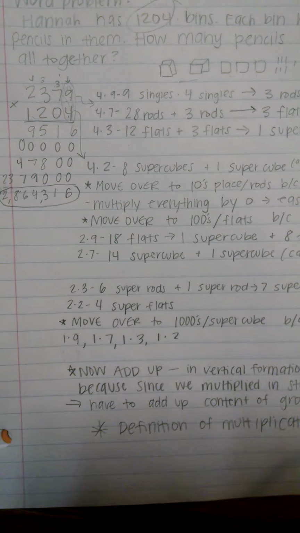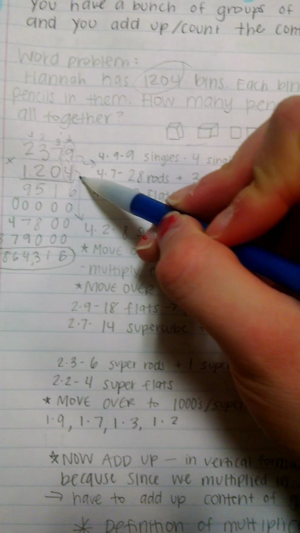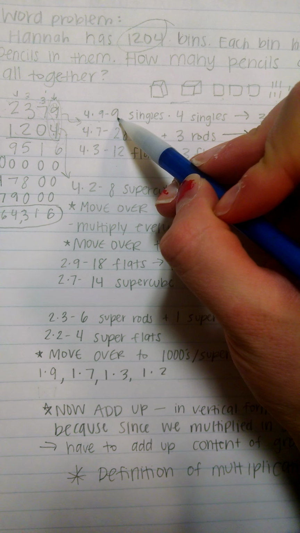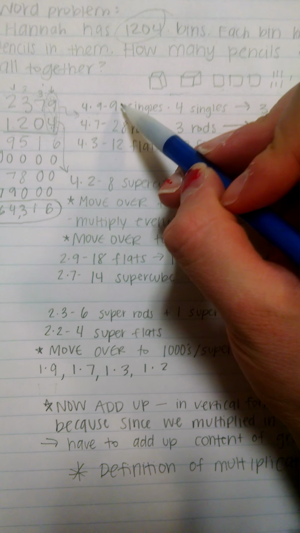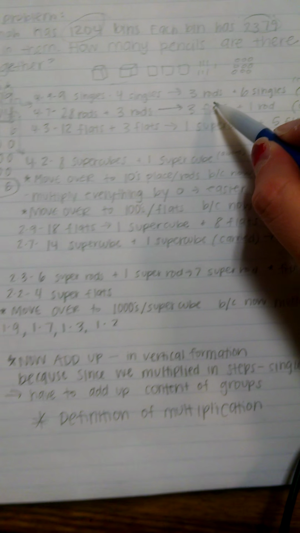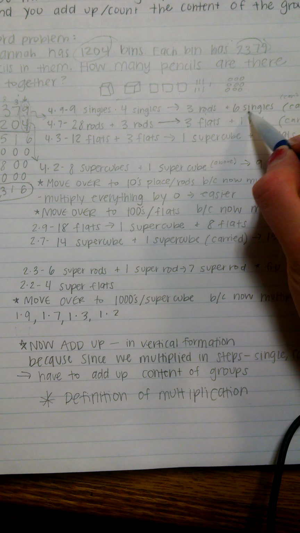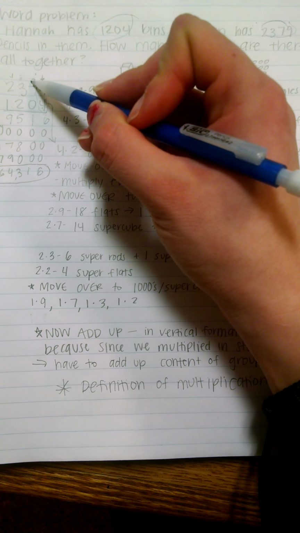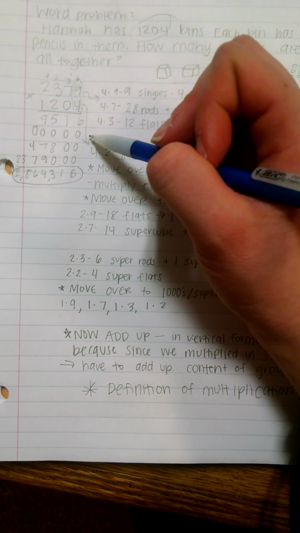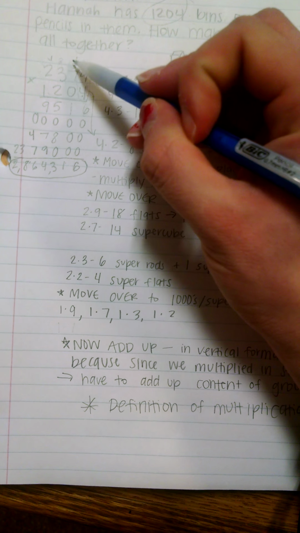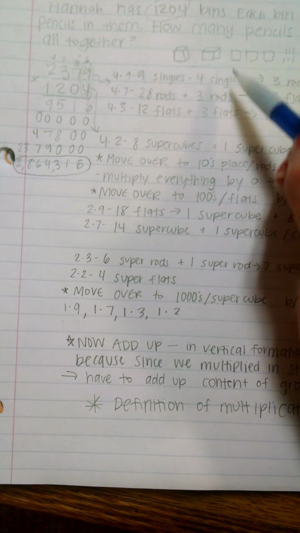So to begin, we have first 4 times 9. Alright, so we're working here 4 times 9, which would be 36, which would be 9 singles times 4 singles, okay? And that would give you 3 rods plus 6 singles. And you carry the 3 up here, because since we are in the singles place, we cannot put the 3 here. We have to put the rods in the rods place, so carry that up.